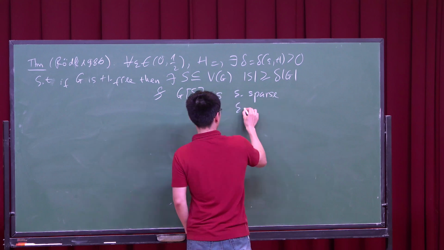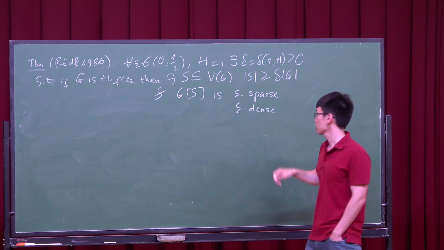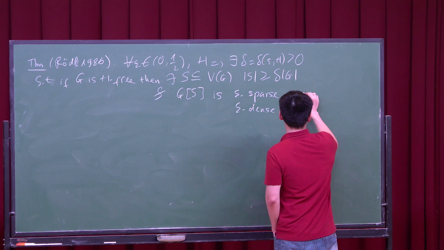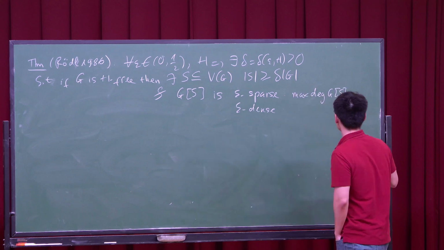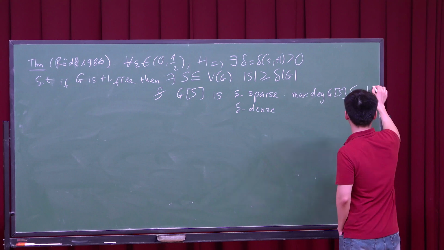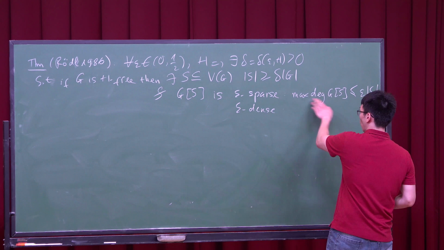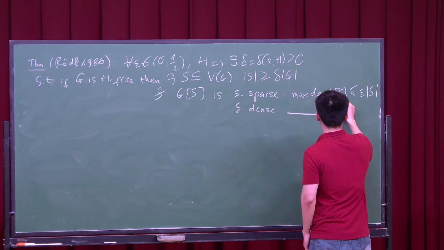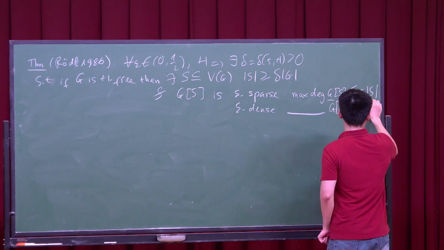So what do I mean by epsilon-sparse or epsilon-dense? Epsilon-sparse means the max degree of G restricted to S is at most epsilon times |S|, and epsilon-dense if this holds in the complement. So in other words, the max degree of G complement restricted to S is at most epsilon times |S|.